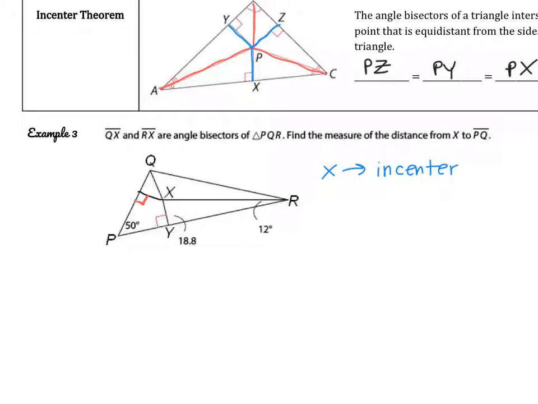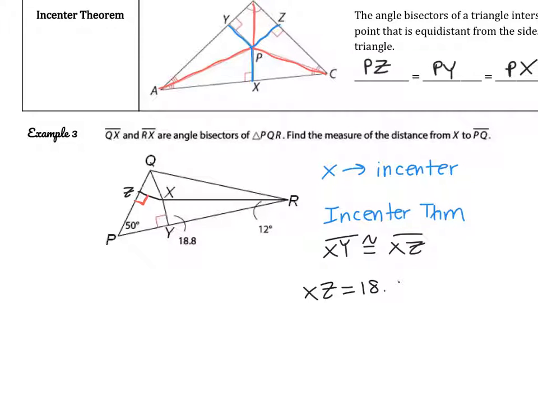So according to the incenter theorem, we can make the statement that line segment XY is congruent to line segment XZ. Let's give this a letter. How about Z? Because again, that's the distance from the incenter to the sides of your triangle. So if we know that XY is 18.8, that must mean that XZ is also 18.8. And there you have it.